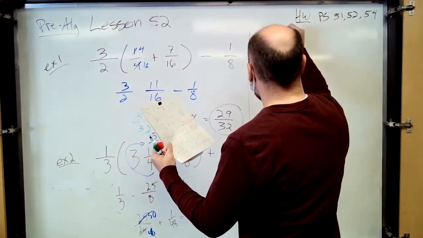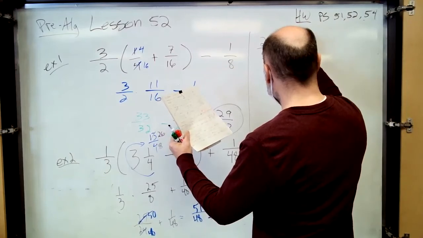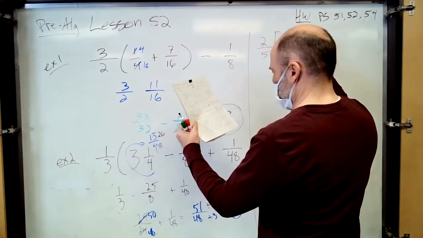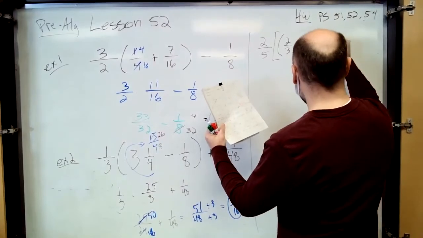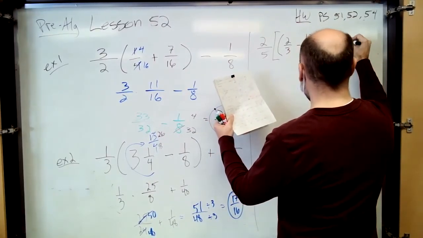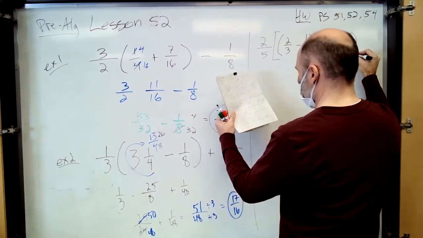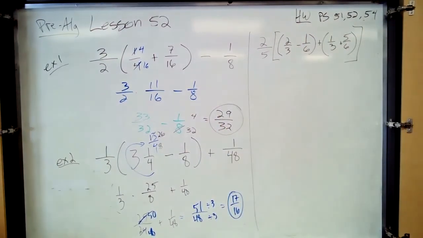2/5 next to a bracket, and then inside is a parenthesis: 2/3 minus 1/6 plus parenthesis 1/3 plus 5/6 parenthesis. Let's see if you can do that. And this is a pretty little answer.